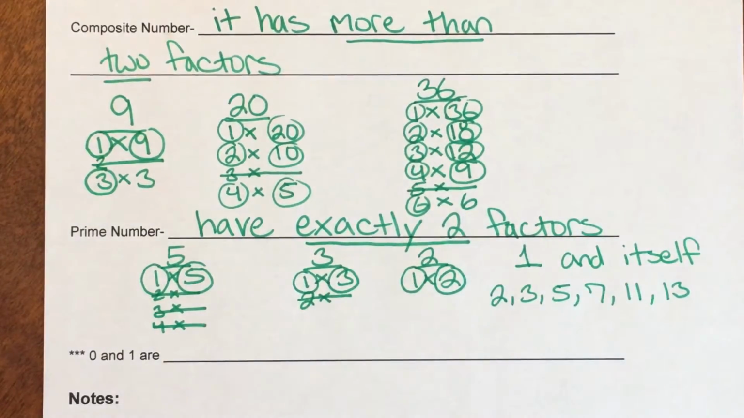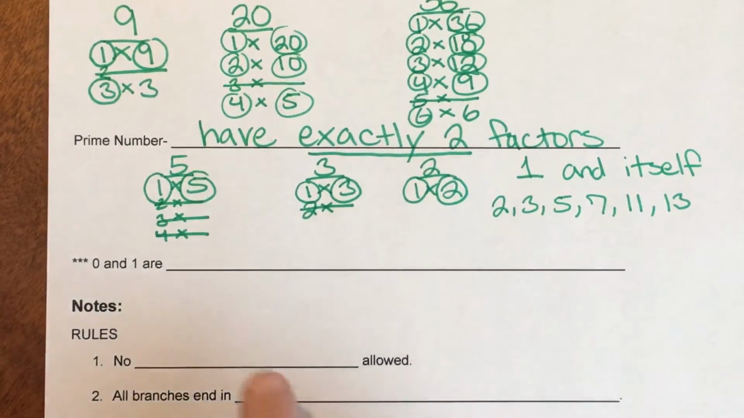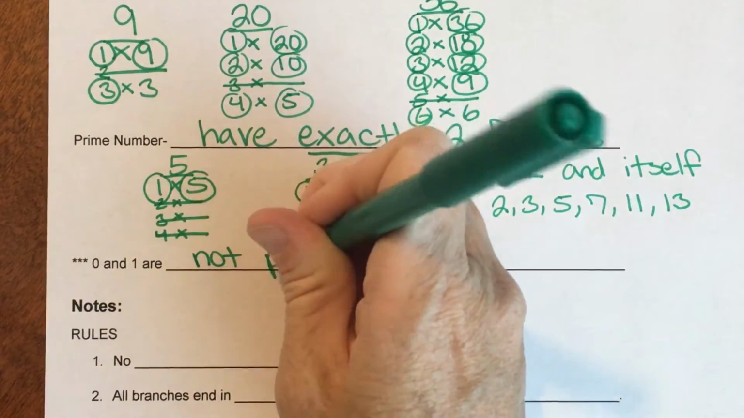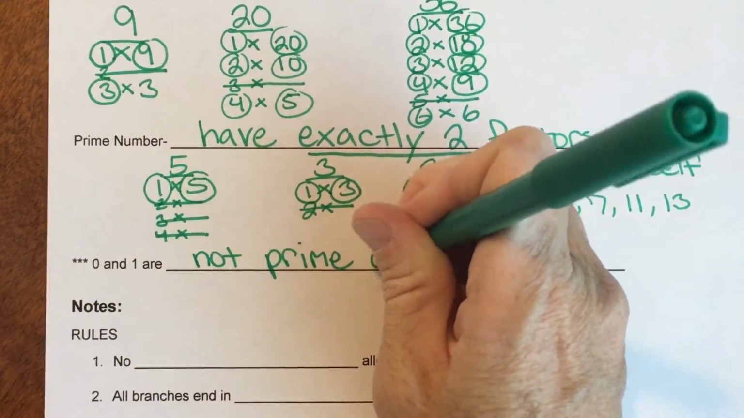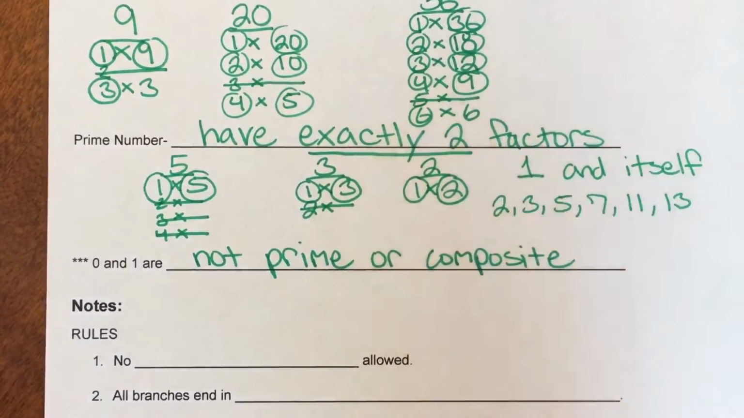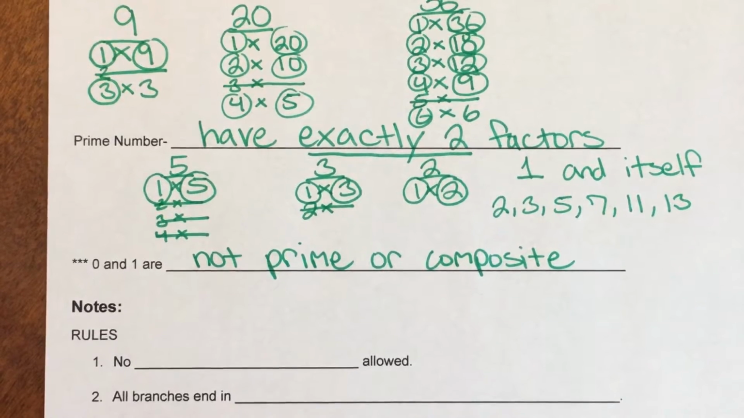Okay, this kind of throws some people off. 0 and 1 actually are not prime or composite. They really don't fit into either category.